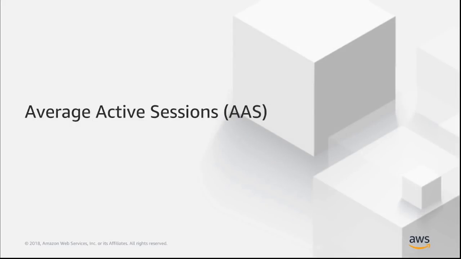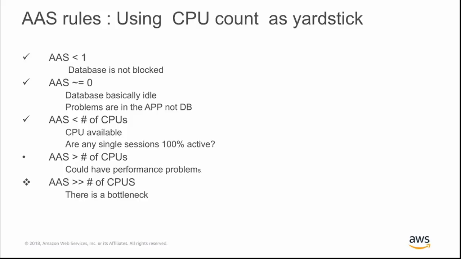So let's talk a little bit about this metric, average active sessions, or AAS. Now that we see what AAS is, the average active sessions, and we see our yardstick, the number of CPU cores, we can come up with a list of heuristics that we can use. The first is, whenever AAS is less than 1, we know that the database is not blocked. In order to have a blocked database, I need at least one session that's not making any progress. If I have one session that's not making any progress, I have at least one active session, or one average active session.